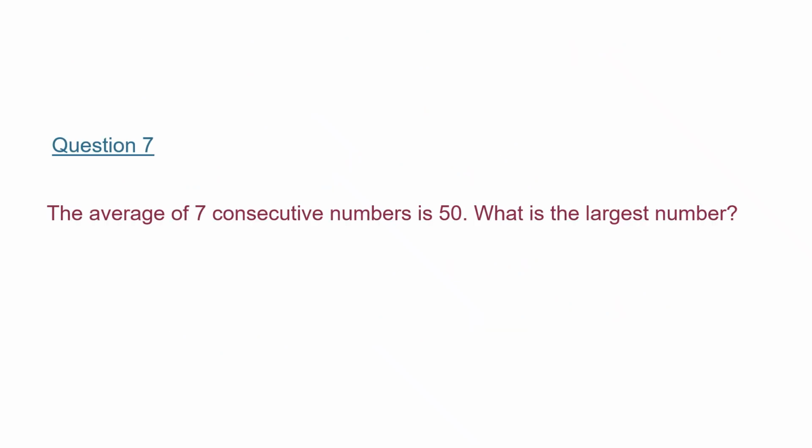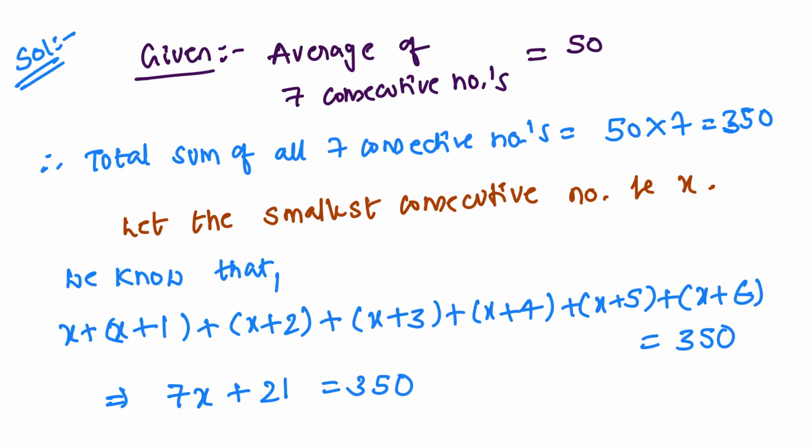Question number 7 is, the average of 7 consecutive numbers is 50. Then, what is the largest number? The solution is, given average of 7 consecutive numbers is equal to 50. Therefore, total sum of all 7 consecutive numbers is equal to 350.